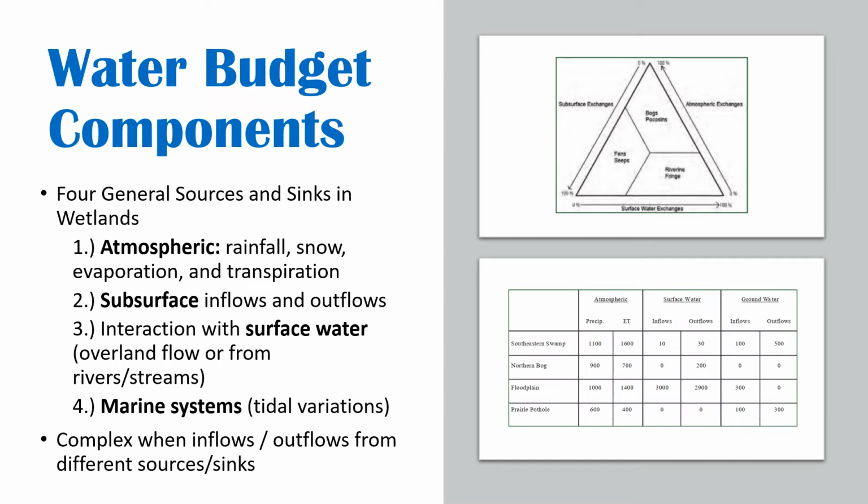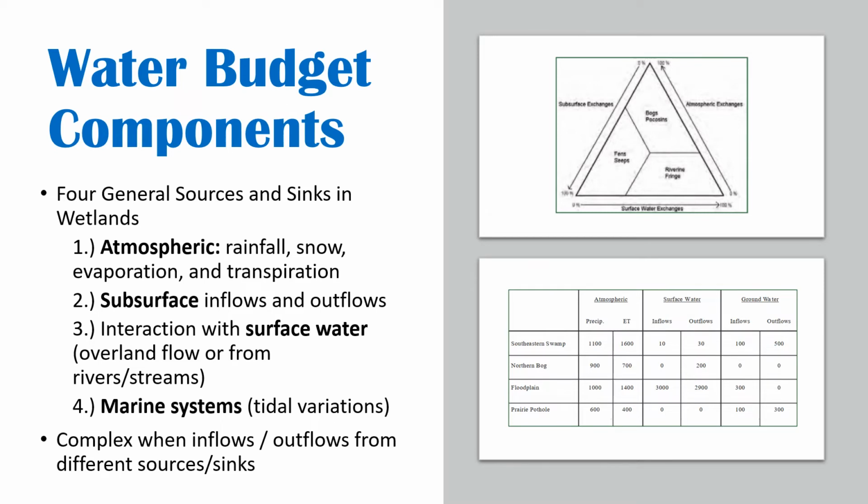So now that we've looked at subsurface water and surface water, we can look at the water budget as a whole. And there are four general sources and sinks in wetlands. We have atmospheric, from rainfall, snow, evaporation, transpiration. We have subsurface inflows and outflows. We have surface water, and we have marine systems, which is the tidal variation.